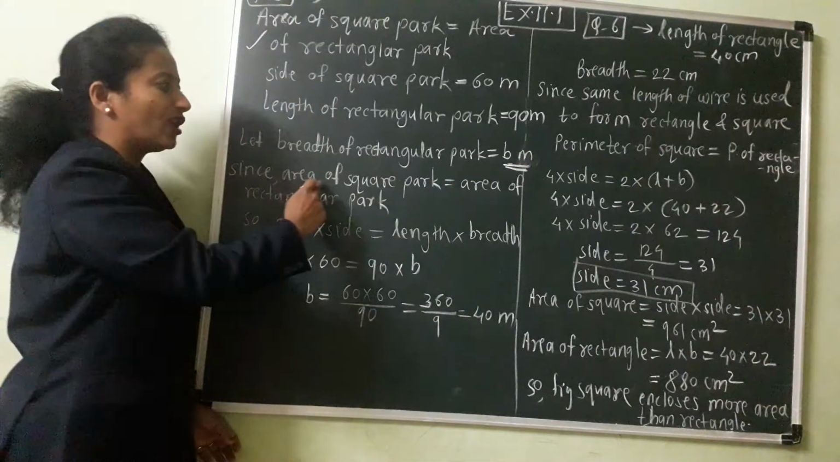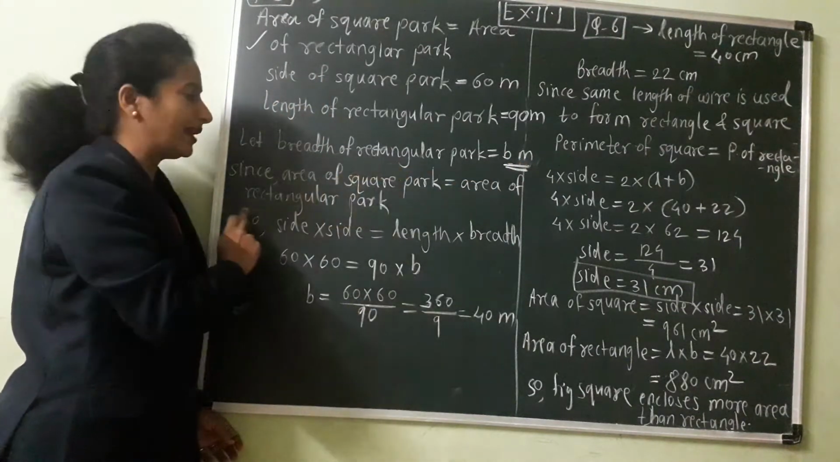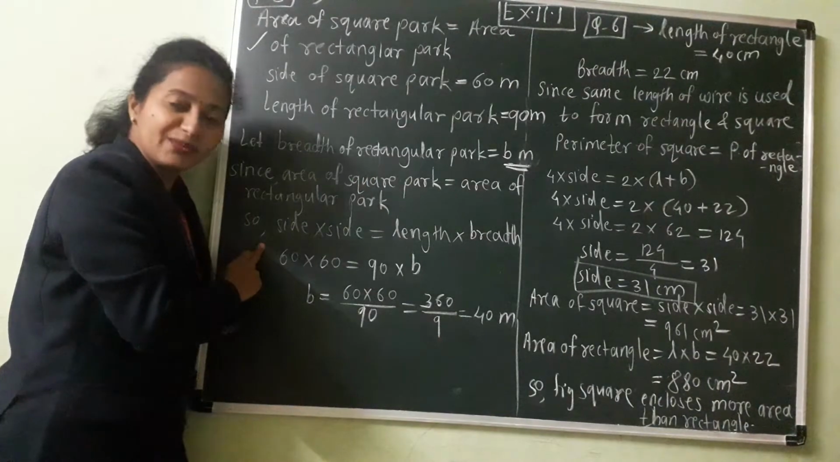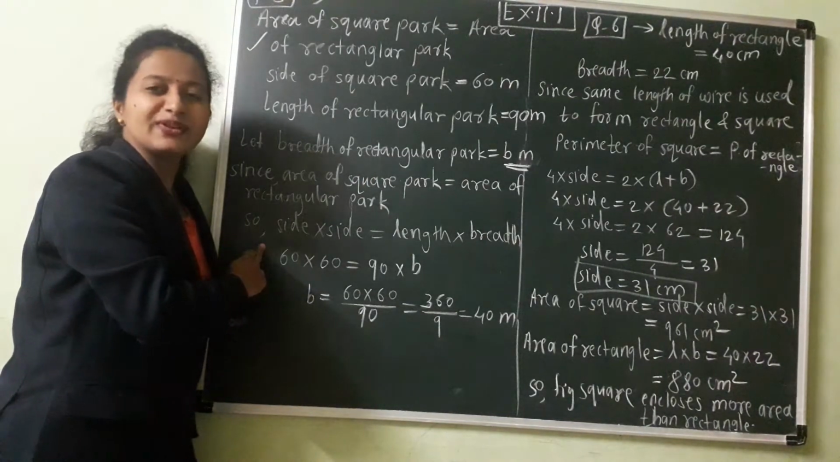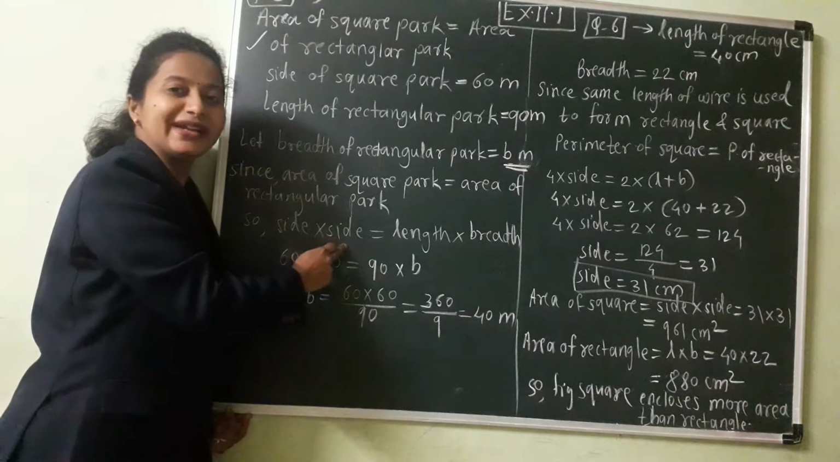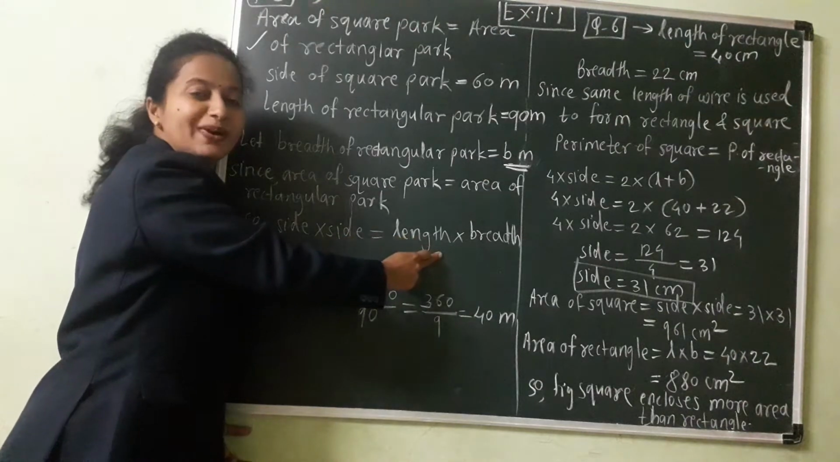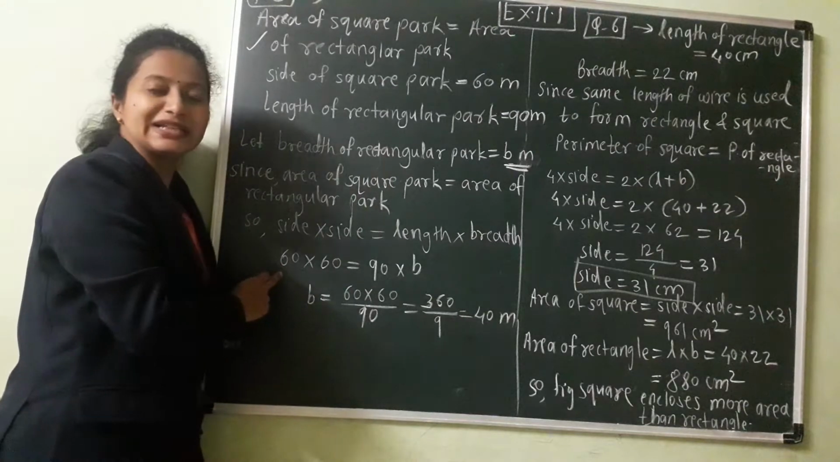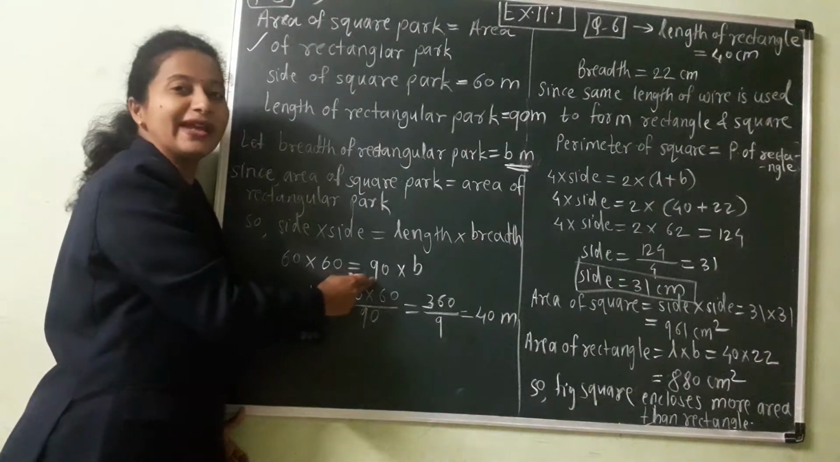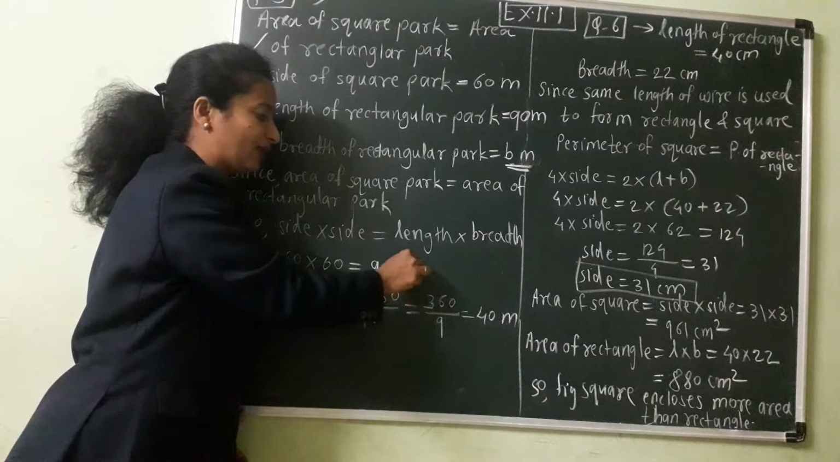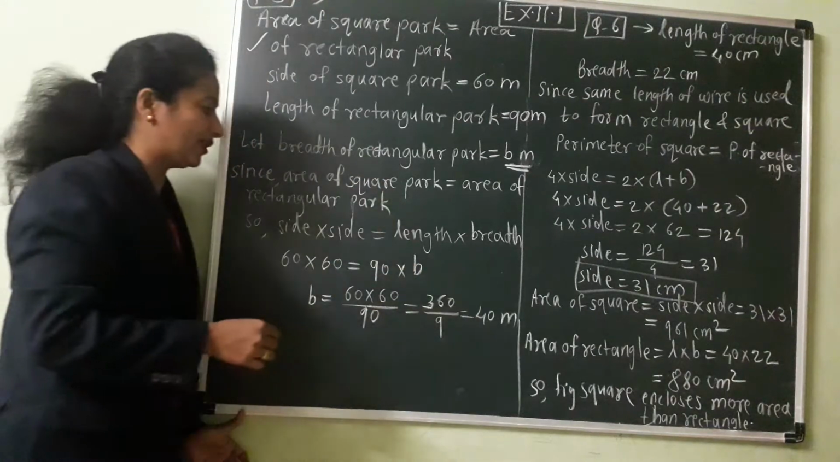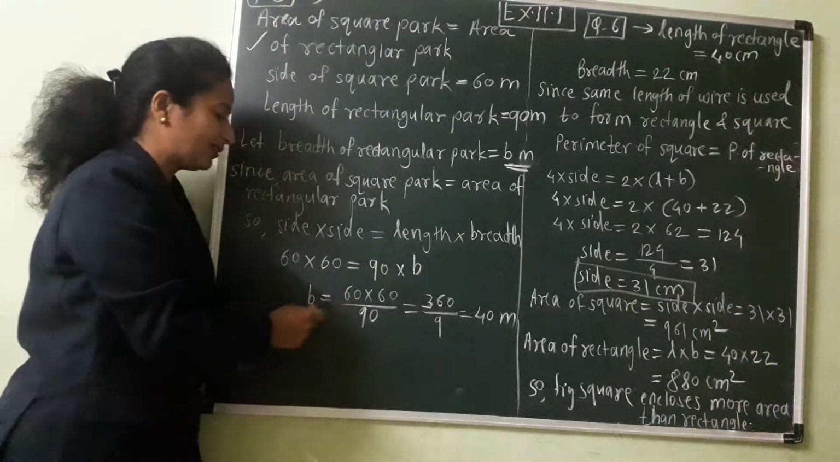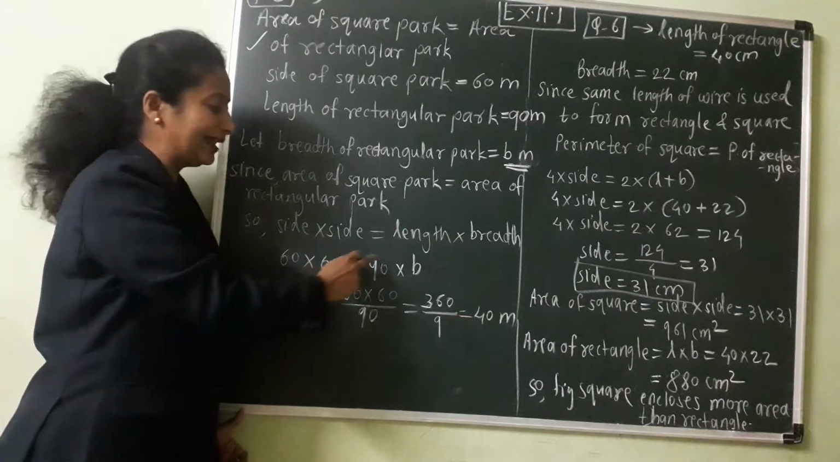Then since the area of the square part is equal to the area of the rectangular part, and the formula to calculate the area of the square part is side into side, equal to what? Area of the rectangular part, that is length multiplied by breadth. So put the values here. 60 multiplied by 60 is equal to 90 multiplied by b. B means breadth, which we have to find out. So obviously breadth is equal to 60 multiplied by 60 upon 90.